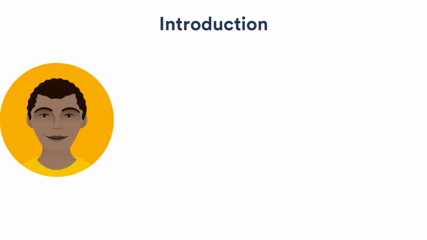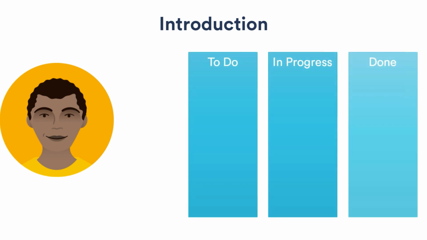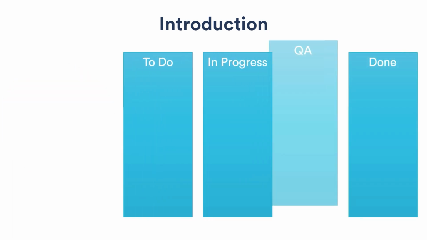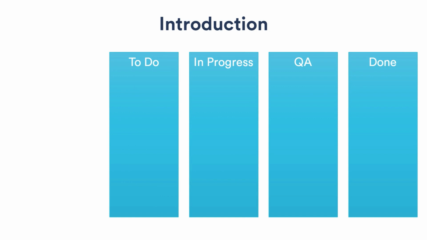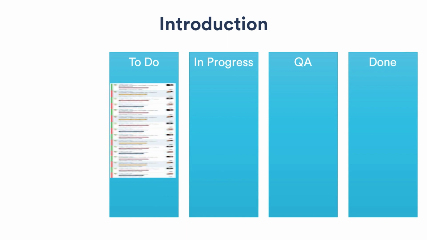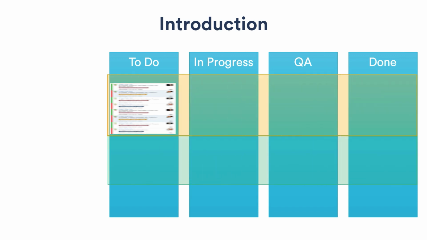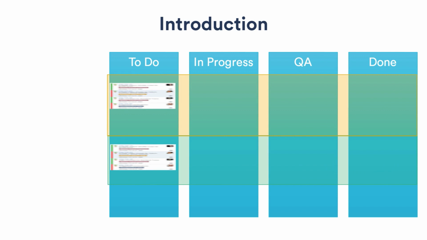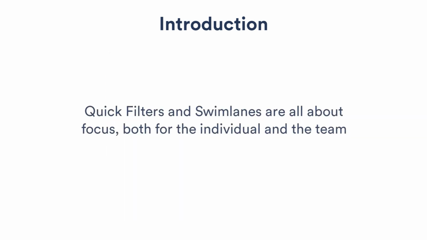It's Ryan again. So far, we've created a new project and board, and we've customized the board to match our workflow by adding a new column. In this tutorial, we'll introduce the idea of quick filters and swim lanes. Both are additional ways to customize the view of the board and are useful because they allow you to see only those issues that are important to you.